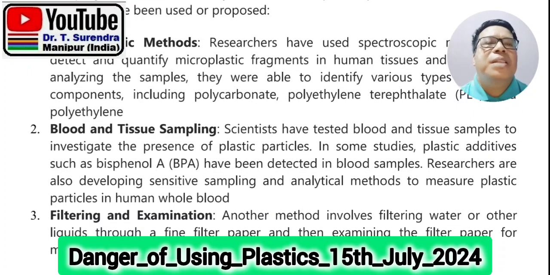Blood and tissue sampling. Scientists have tested blood and tissue sampling to investigate the presence of plastic particles. In some studies, plastic additives such as bisphenol were found, also depending on sensitive sampling and analytical methods to measure plastics in human whole blood.